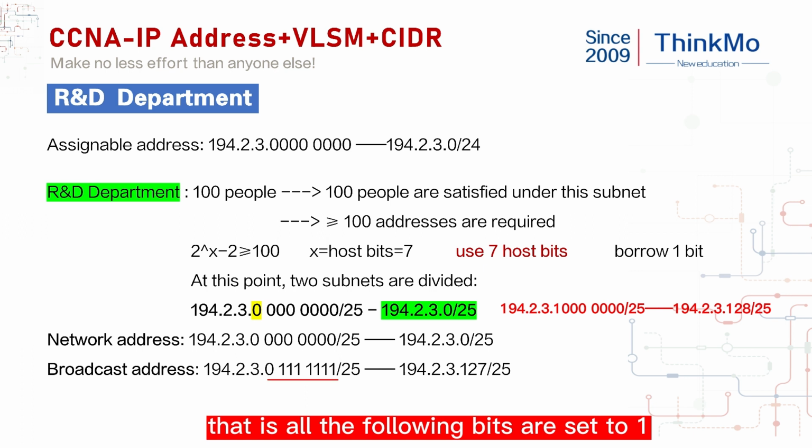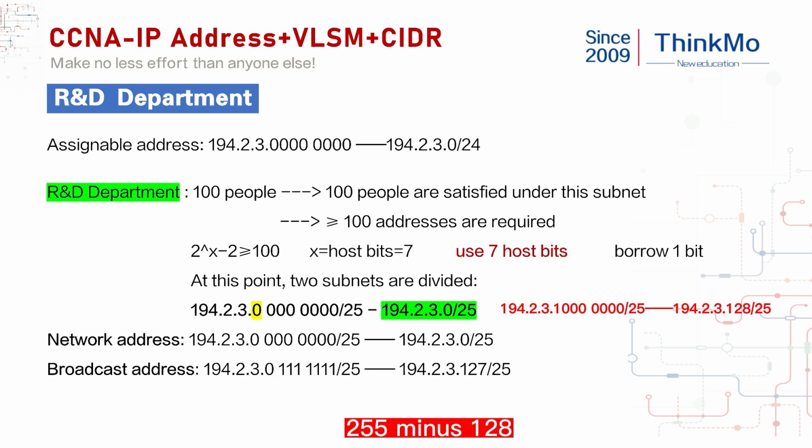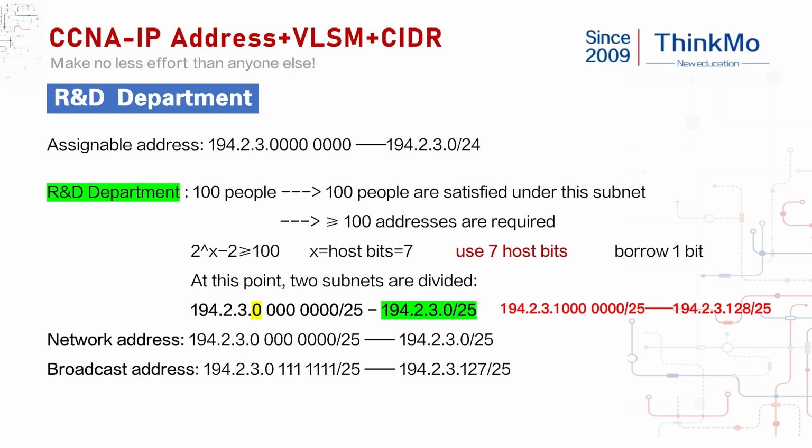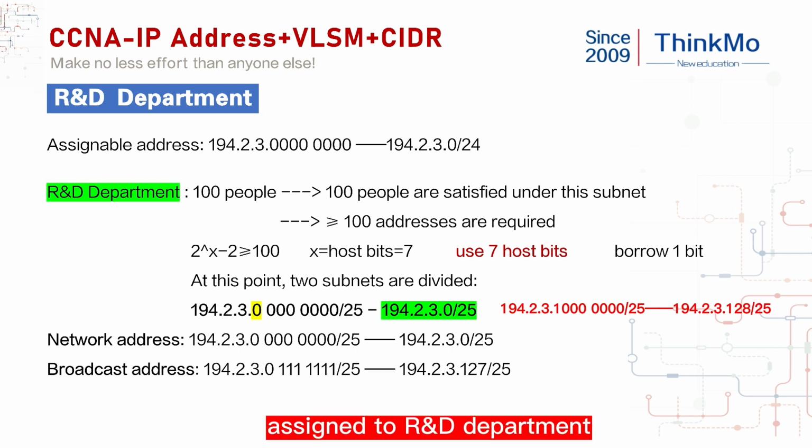that is, all the following bits are set to 1: 255 minus 128 is 127. Change this 0 to 127. Okay. That is to say, we now assign such a network segment to the RAND department. So, we can fill this network segment in for the RAND department.